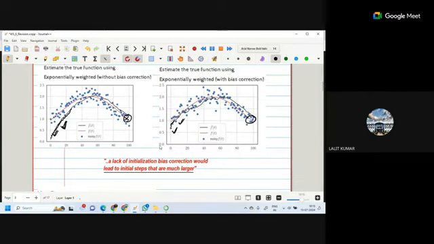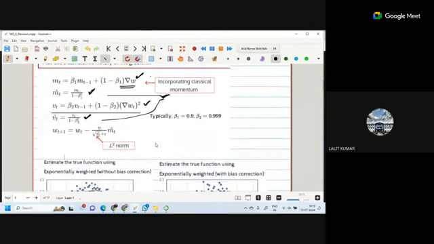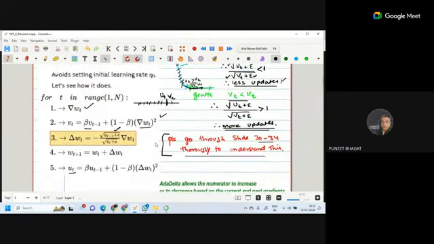Till now, any doubt, any clarification anyone has? I have a question, the previous one, not Adam. Okay. This beta, how can we use beta to alter the behavior? This history one is the current gradient, right? Will it make a difference depending on the beta value?